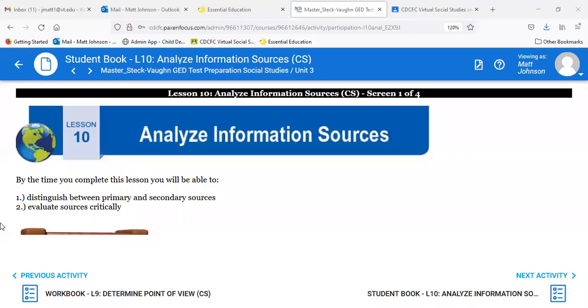Right, and we're working on Unit 3, Lesson 10, evaluating sources. Like I said in my text earlier, this is something that's really in the wheelhouse of historians. It's what we have to do to write history, is evaluate source material. So in our lesson today, we're going to be able to distinguish between primary and secondary sources and evaluate sources critically. We're going to be learning to question what we read and question the sources.